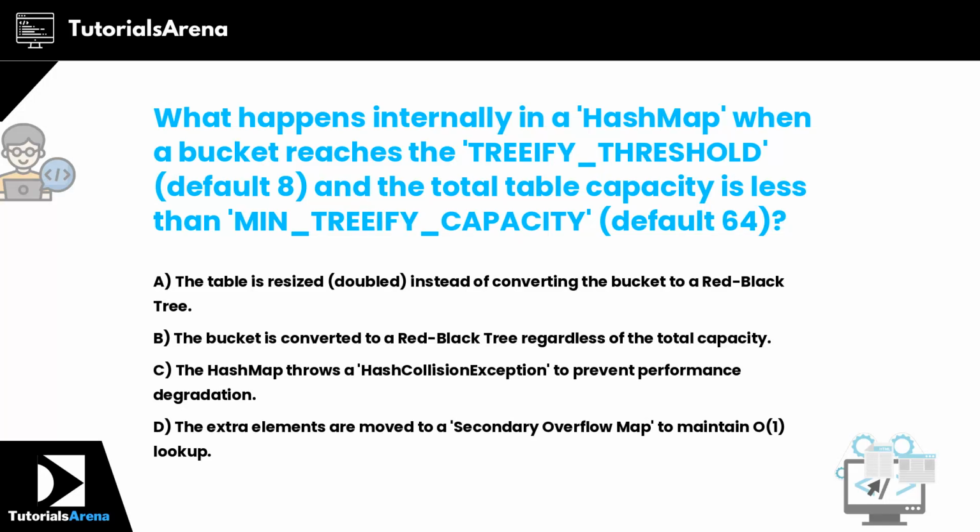What happens internally in a HashMap when a bucket reaches the TREEIFY_THRESHOLD, default 8, and the total table capacity is less than MIN_TREEIFY_CAPACITY, default 64? Answer is A. The table is resized, doubled, instead of converting the bucket to a red-black tree.